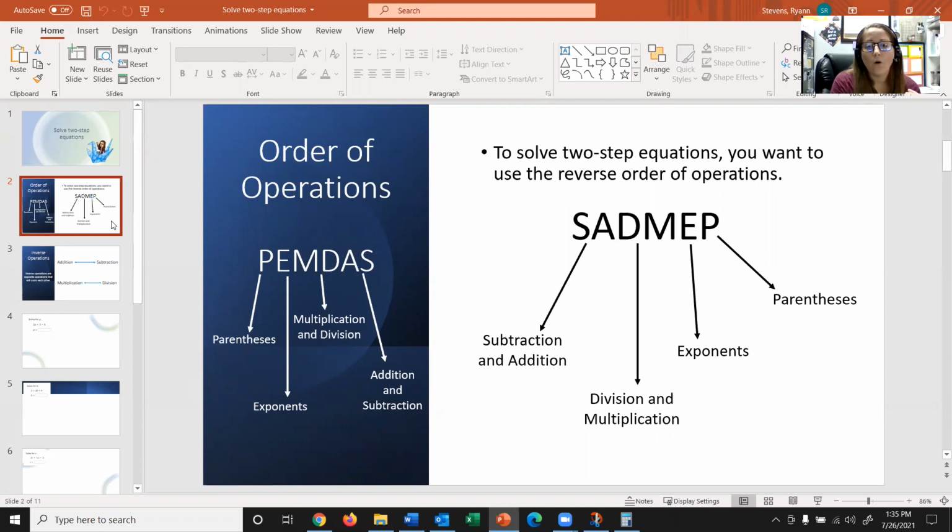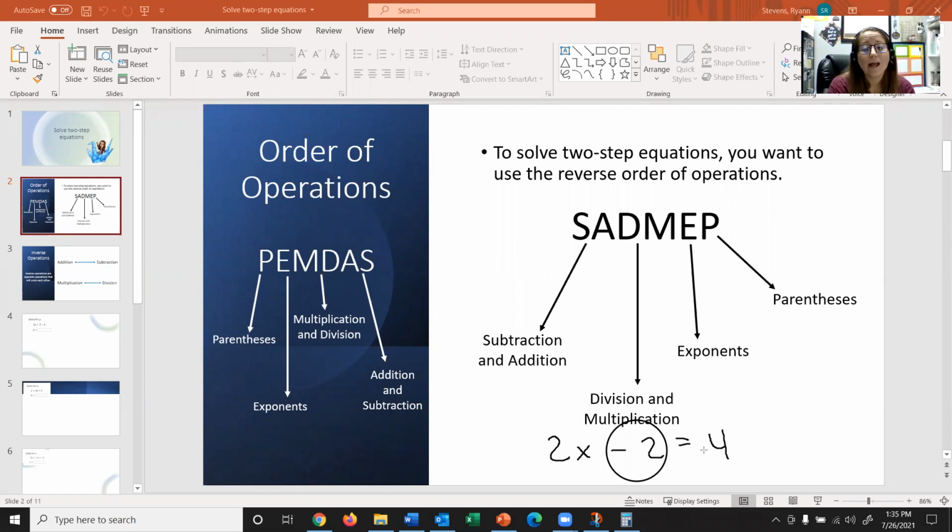Now, with SADMAP, an important thing to consider too is you want to start away from the variable. So let's say I'm just going to write this example up here. We've got 2x, let's say minus 2 is equal to 4. We would actually start with the subtraction here, the minus 2. We want to get rid of that first and be left with 2x is equal to whatever 4.